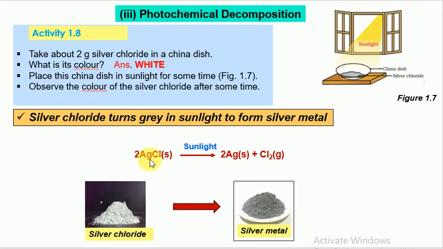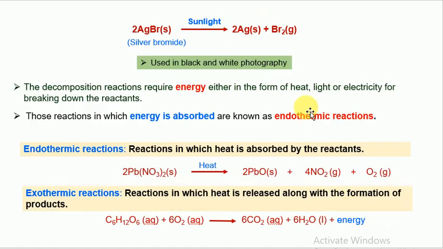So this is the chemical reaction: silver chloride, AgCl, in the presence of sunlight forms Ag, that is silver, and releases chlorine gas. So this is photochemical decomposition. Some other examples of photochemical decomposition: AgBr, that is silver bromide, in the presence of sunlight forms Ag, that is silver, and releases bromine gas. This reaction is widely used in black and white photography. So a decomposition reaction requires energy either in the form of heat, light, or electricity for breaking down the reactants.